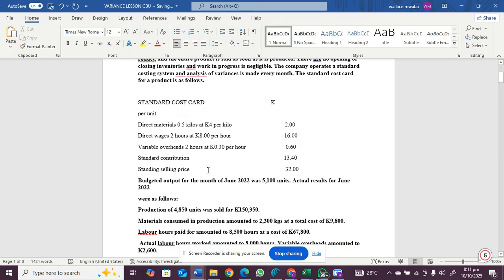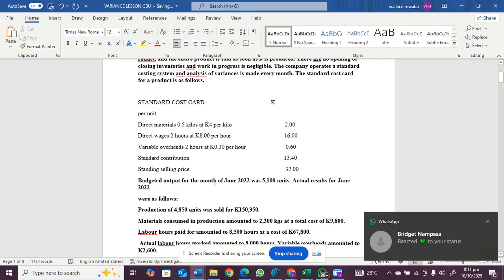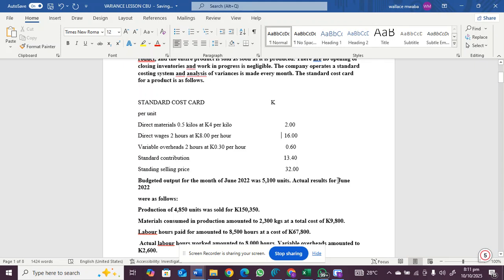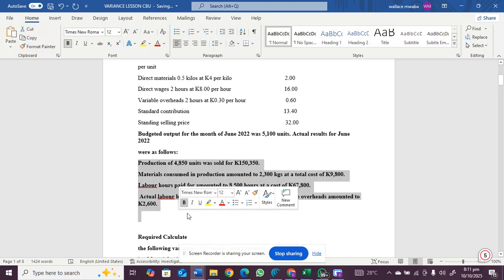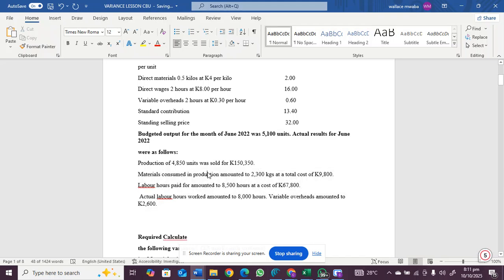They've told us the budgeted output for the month of June 2022 was 5,100 units. Actual results for June 2022 were as follows. So these are the actual results. As I said, in variance analysis, we compare what was expected to what actually happened.